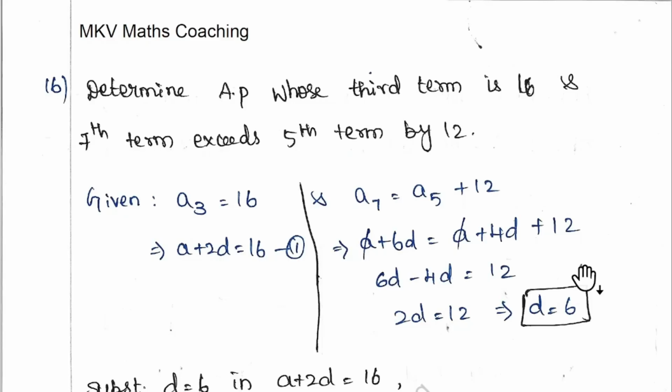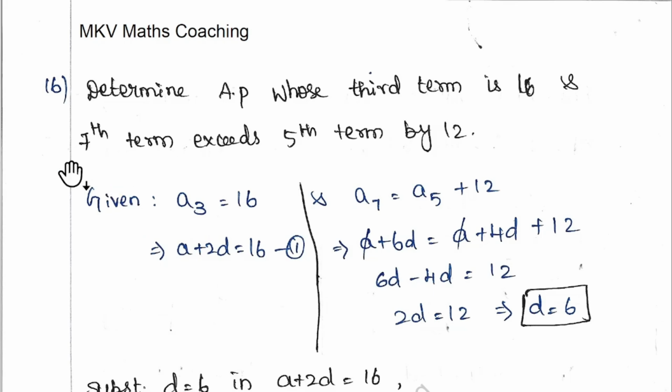Let us start with question number 16 in exercise 5.2. Determine the AP whose third term is 16 and seventh term exceeds the fifth term by 12. So third term is 16 means you have to take A3 as 16, right? And you can write this as A plus 2D equal to 16.